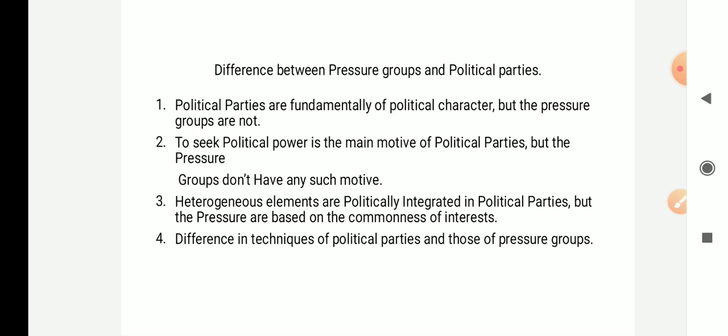Then difference in their techniques. Political parties and pressure groups have different techniques. So these are a few differences between political parties and pressure groups. Along with this, we can say there are differences in their organization, differences in influencing power, differences in their objectives, difference in their techniques, right? So these are the major differences.